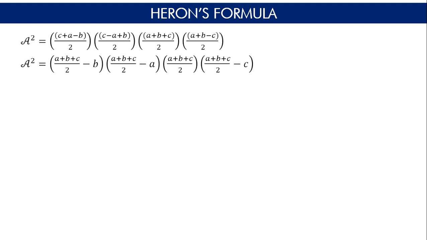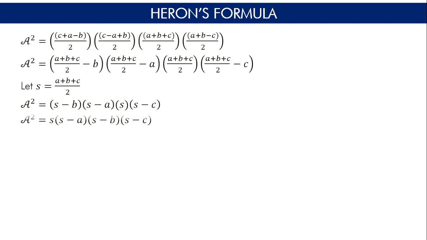So we can simplify this. Let's represent that, let's say, as s. Let s be equal to a plus b plus c all over 2. Then we can have this equation. So a squared is equal to the quantity s minus b times the quantity of s minus a times s times the quantity of s minus c. And then let's just rearrange this. We'll have this. And then square both sides. And we'll obtain this value.